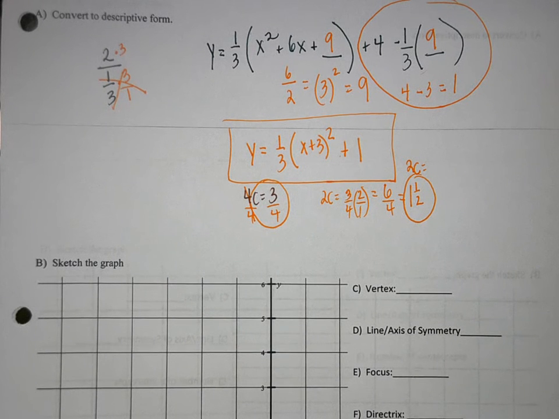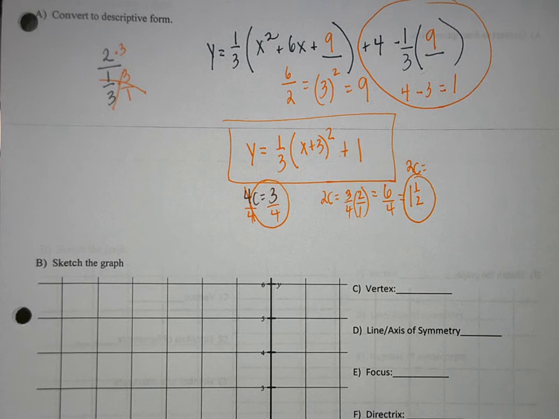Why do we need the 2c value? Always 2c, like the 4c? Because remember, your focal chord is always the distance of 4c. So to figure out how much to go up and how much to go down, we do 2c. Okay, good job.